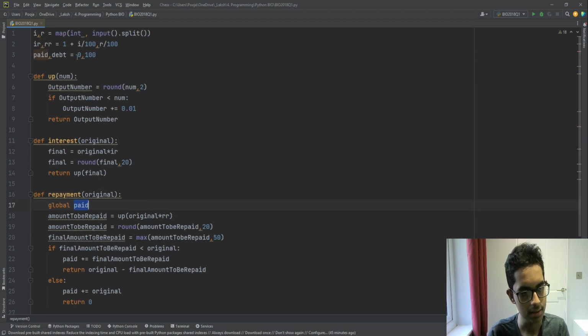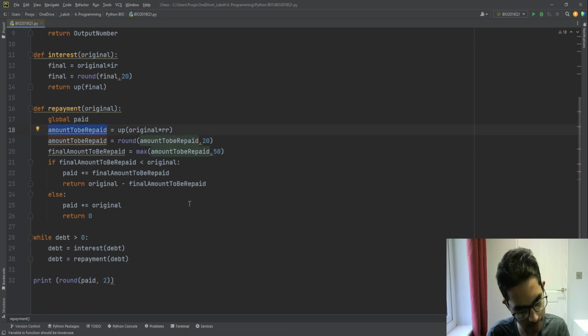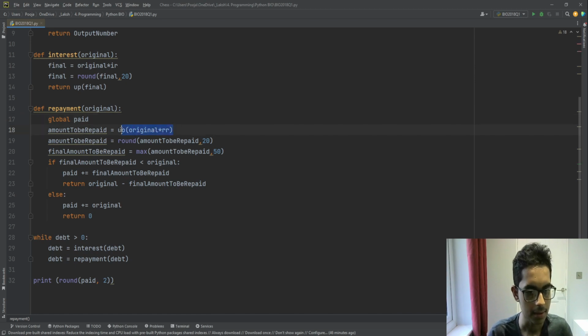As explained earlier, this is initialized to the value of how much debt has been paid off so far. And this is the amount to be repaid. This amount to be repaid is local, and it's storing the value of the amount to be repaid in this particular session, if you like, or in this particular month.